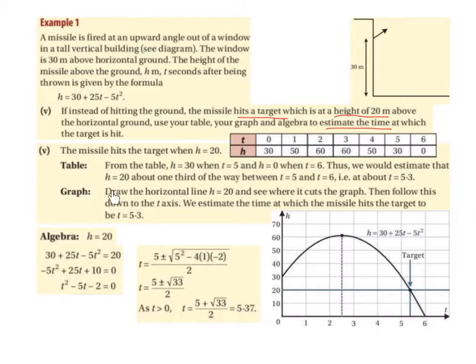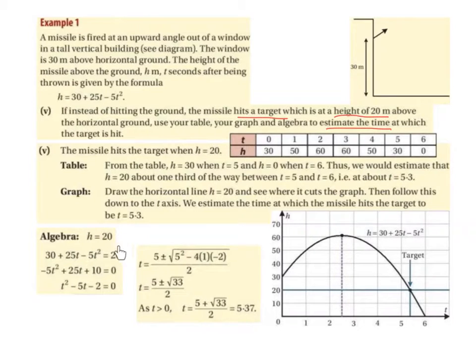From the graph, draw the horizontal line h equals 20 and see where it cuts the graph. Then follow this down to the t-axis. We estimate the time at which the missile hits the target to be t equals 5.3. So this is approximately 5.3. And then by algebra, h is equal to 20, so we let our formula equal 20. So we just swap that h for 20.